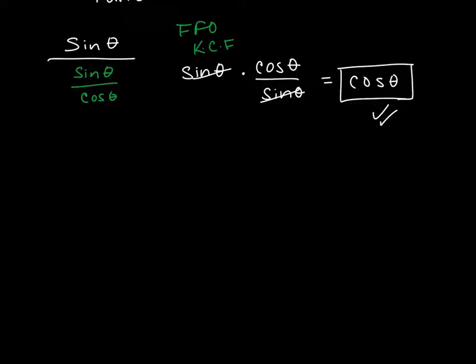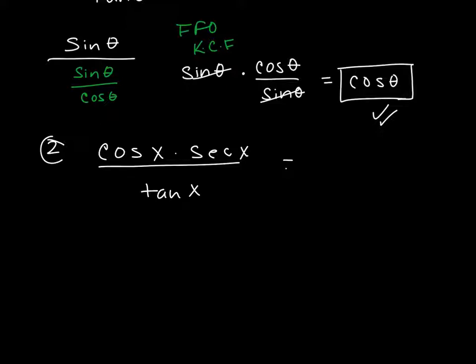All right, so my second example is the cosine of x times the secant of x, all over the tangent of x. Now, I need to prove it is equal to the cotangent of x. So what I see when I'm looking at this is that I have a tangent in the denominator. So I'm going to leave this tangent alone.